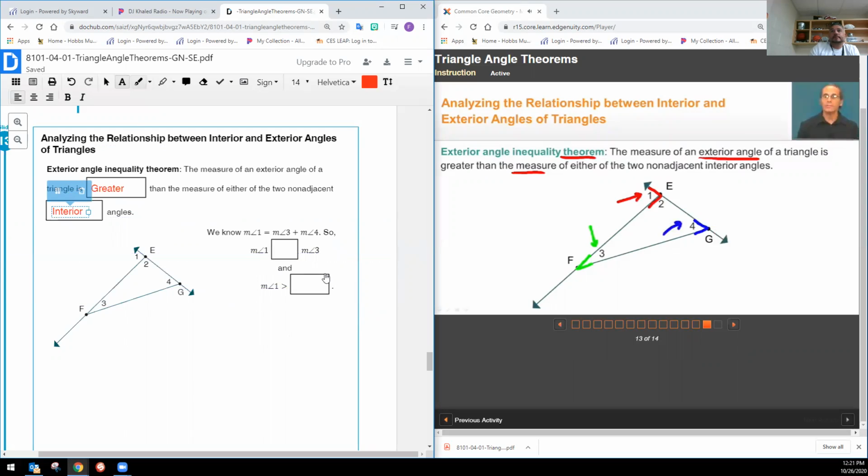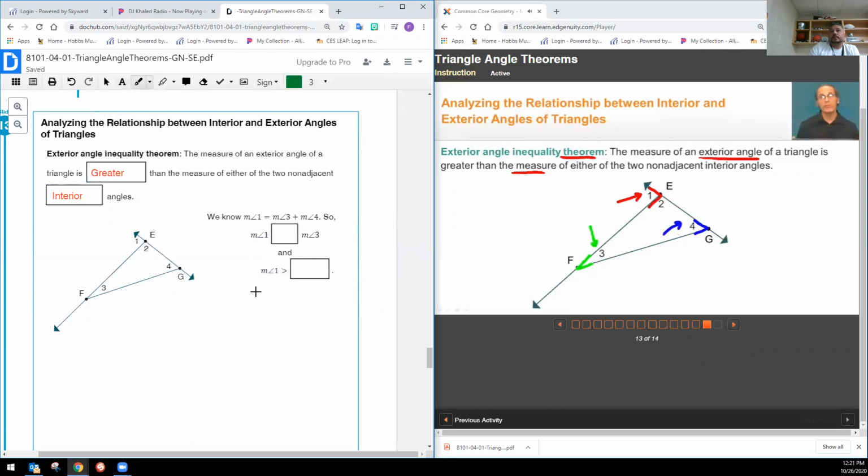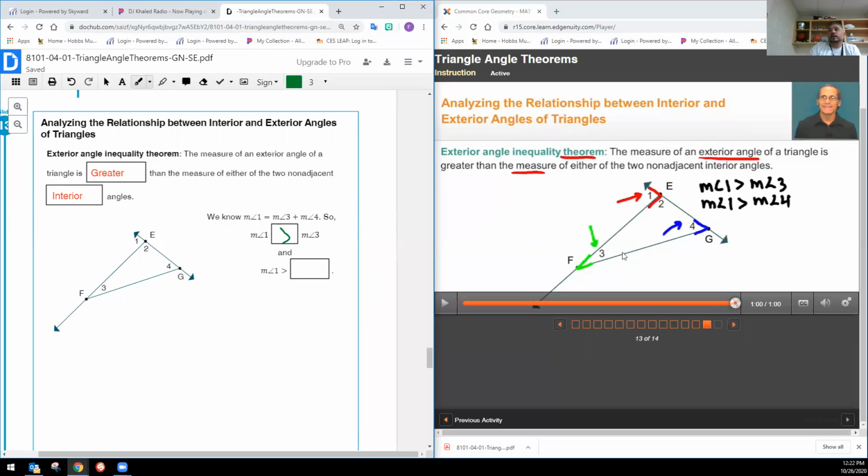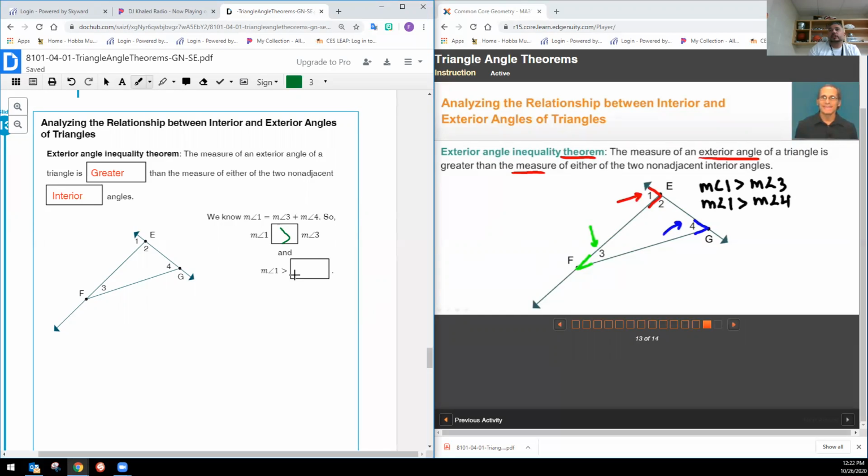Either one. Because we know the measure of angle 1 is equal to the measure of angle 3 plus the measure of angle 4, the sum of the two remote interior angles. So that means we can write that the measure of angle 1 is going to be greater than the measure of angle 3. And the measure of angle 1 is also going to be greater than the measure of angle 4. Okay. Greater than, and m1 is greater than the measure of angle 4.